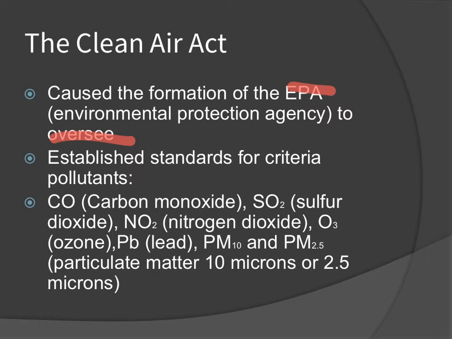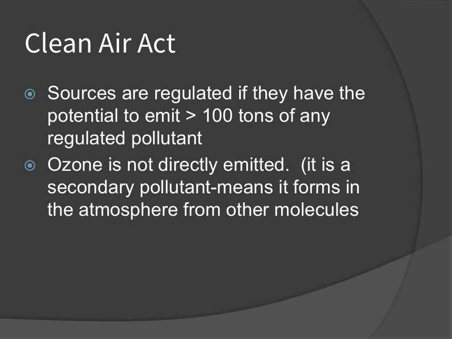Some of the things that they regulate are carbon monoxide, sulfur dioxide, nitrogen dioxide, ozone, lead, particulate matter of 10 microns, particulate matter of 2.5 microns. The sources that are regulated, if they have a potential to emit over 100 tons of any regulated pollutant. Now remember, ozone is not something that's directly emitted. It is a secondary pollutant, which means it forms in the atmosphere from other molecules.